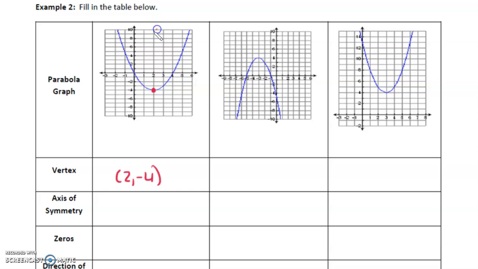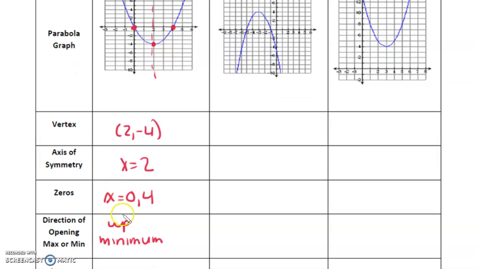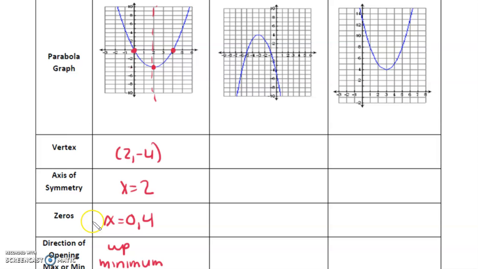The axis of symmetry is the 2, right? It's the x value, so x equals 2. The zeros are 0 and 4, so we can put x equals 0, 4. Direction of opening is up, and it has a minimum. See how that goes together in the same box, because those two go together. And then the y-intercept is 0 because we have (0, 0).